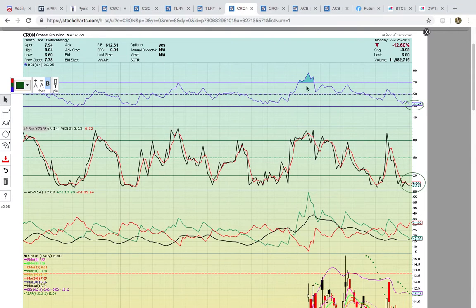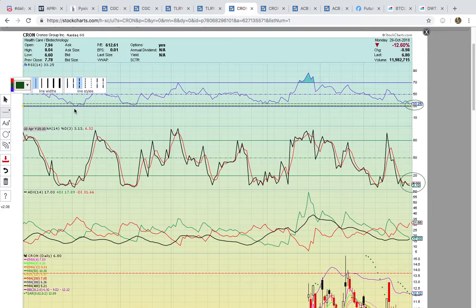Okay, let's look at Cronos Group. It closed down 12% today. They're just really hammering the cannabis sector. It's at 33 right here on RSI, so it's getting near that oversold level. You can see here in the past, it bounced off of this same zone, this 33, 32 zone.